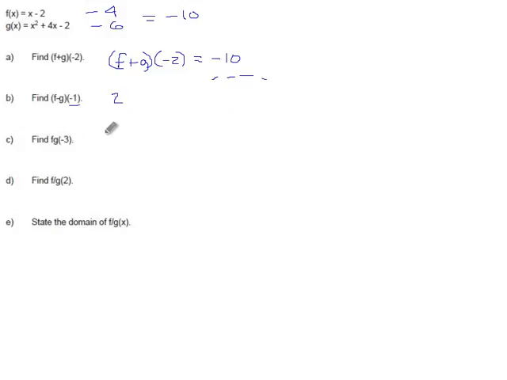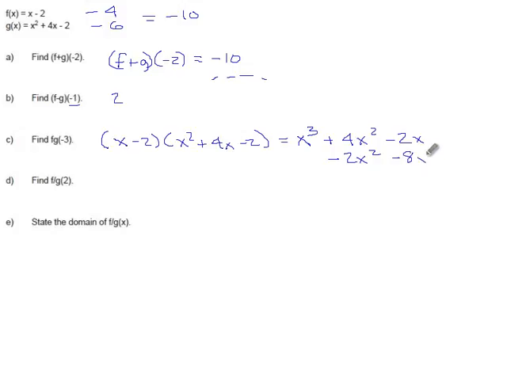F times g, multiplying the functions now, so x minus 2 times x squared plus 4x minus 2. Now I get to expand all this. X times x squared, x times 4x, x times minus 2, minus 2 times x squared, minus 2 times 4x, minus 2 times minus 2.